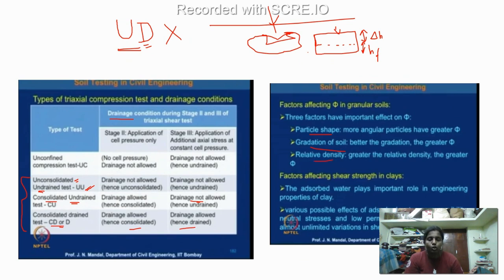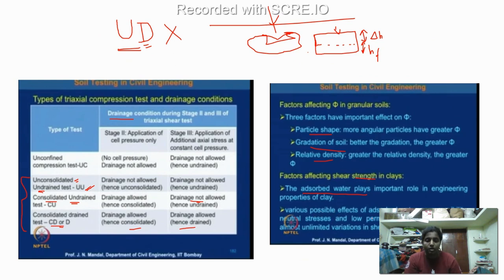Again, there are factors affecting the shear strength in clay. Adsorbed water plays a very important role. That's why sand is a free draining material. Even if pore water pressure builds up, you can easily remove that excess pore water pressure from the sandy soil. But in clay, it is very difficult to remove the built up pore water pressure, and clay is also subject to swelling by absorbing water.